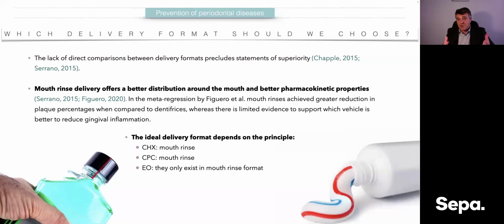Although this is valid when we want to deliver a specific agent. The benefit with the toothpaste is that you are going to use a toothpaste anyway. So you may prefer to use a toothpaste which is already providing an antiseptic impact. So I think after what we have discussed, we have some evidence that may give antiseptic agents a role in the prevention of periodontal diseases.